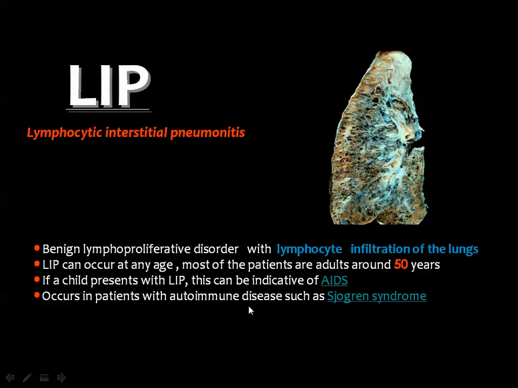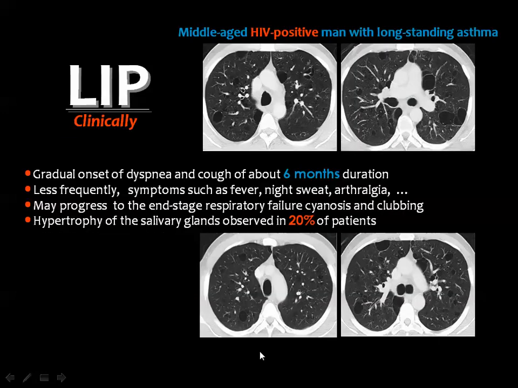The patient should have a known history of an autoimmune disease, especially this one, the Sjogren syndrome, so that it's easy to reach the diagnosis. This patient is a middle-aged HIV positive man with long-standing asthma. The high-resolution CT shows many cystic changes in the lung, and the cysts are distributed haphazardly.